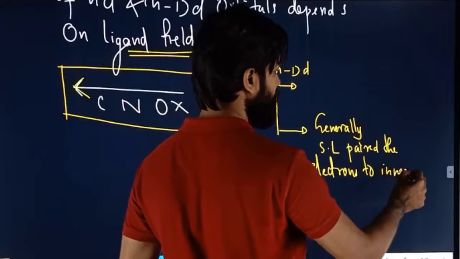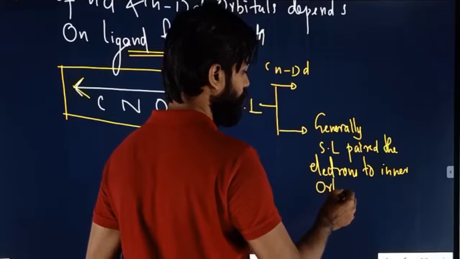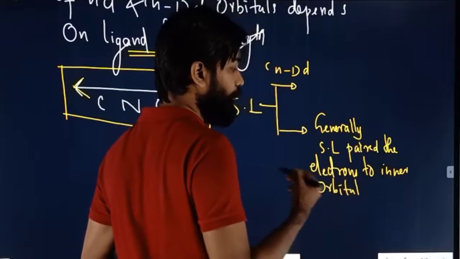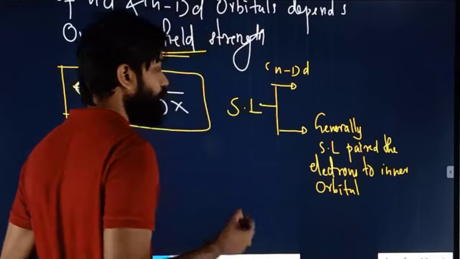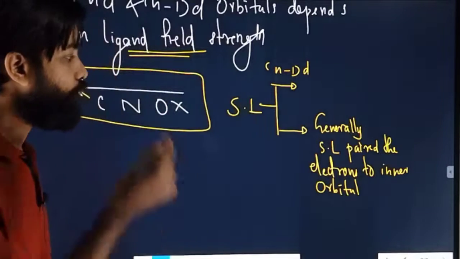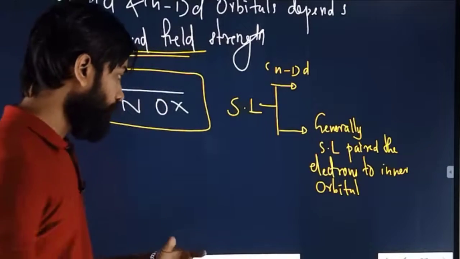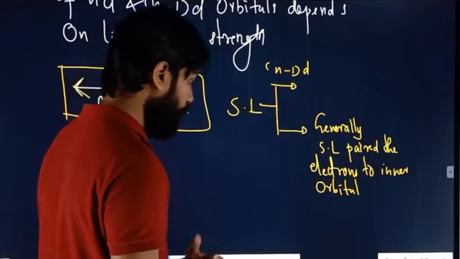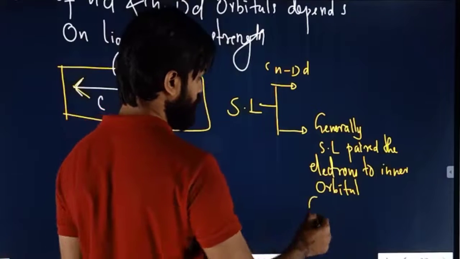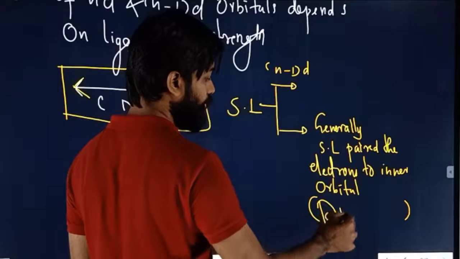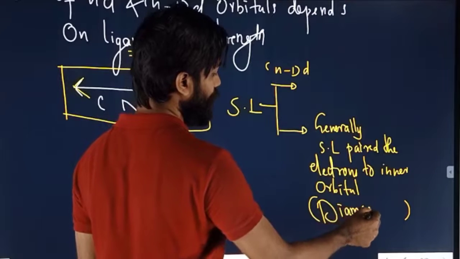I'll explain this using an example, then only it will be clear. So strong ligands can pair the electrons into the inner orbital. If it pairs the electrons into the inner orbital, what is the speciality? Generally, not in all cases, it may be diamagnetic.